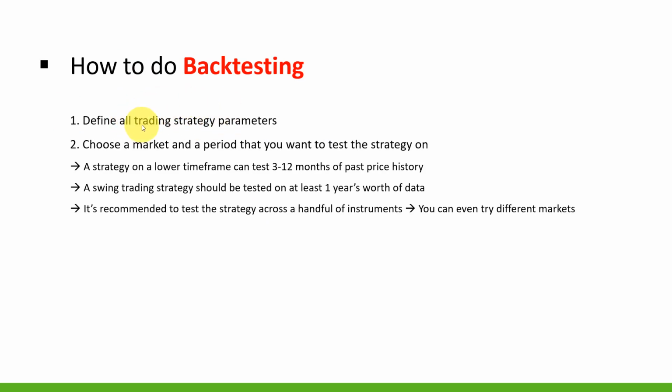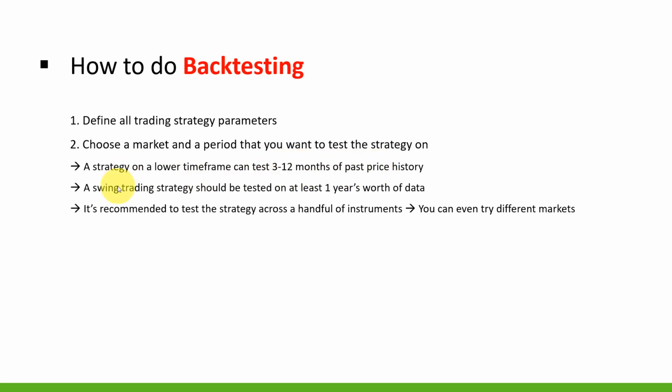First of all, you have to make sure that you have all the trading strategy parameters defined: entries, stops, targets, and so on. Then you choose a market, forex, stocks, and specific instruments, and the period. How long do you want to go back and test the strategy? For a lower time frame day trading strategy, you can go anywhere between 3 and 12 months of past price action. In the next video, when we're going to do the process together, you will see that we are testing a day trading strategy on 3 months of past data. And I will show you how to estimate it.